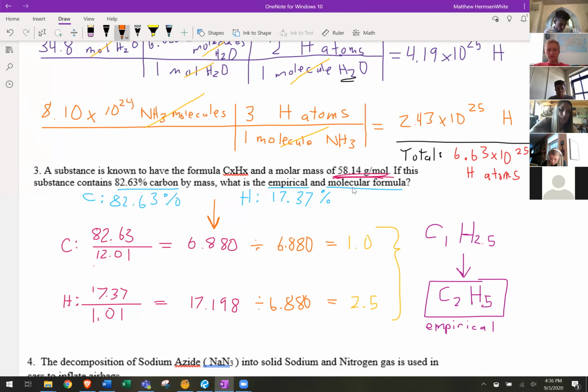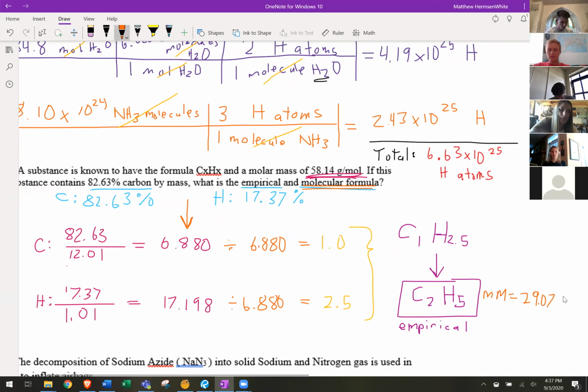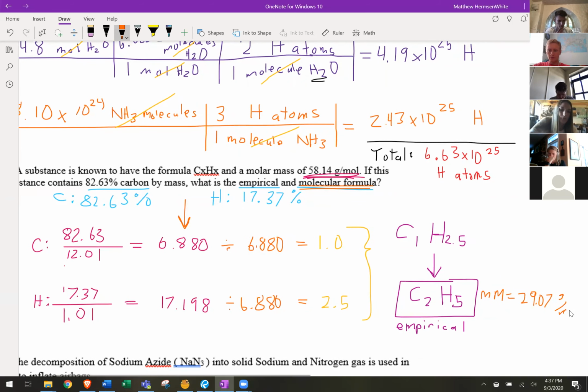So part one is good. Now the question is, what is the molecular formula? And the way we do this is we say, what is the molar mass of C2H5? Well, if you go to the periodic table and you add up 2 carbons and 5 hydrogens, we get that this molar mass is 29.07 grams per mole. So grams per mole, all right. But the problem says it should be about 58. So what is the relationship between 58 and 29?